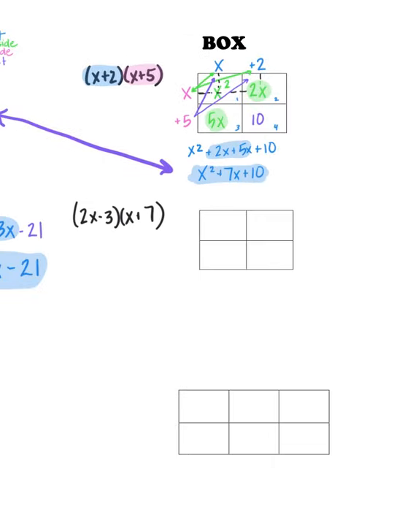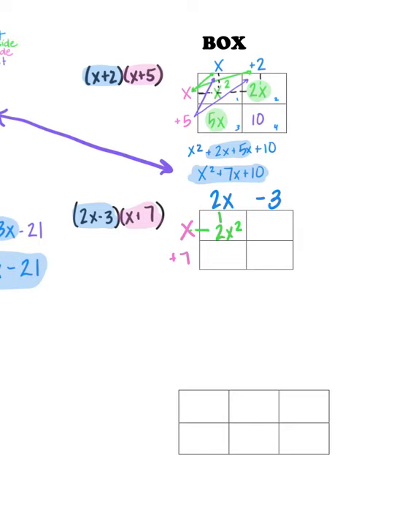And again, I'm going to highlight, this is going to go on the top. This is going to go down the side. So on the top, I have my 2x minus 3. So be careful there. And then my x plus 7. And I'm going to bring this in, and I get 2x squared.